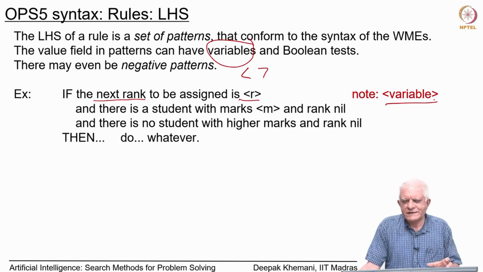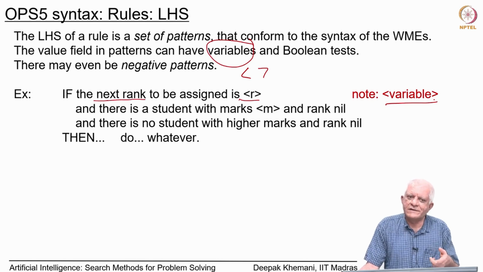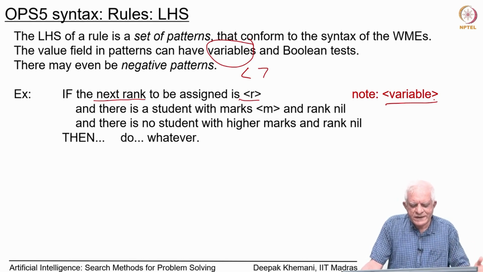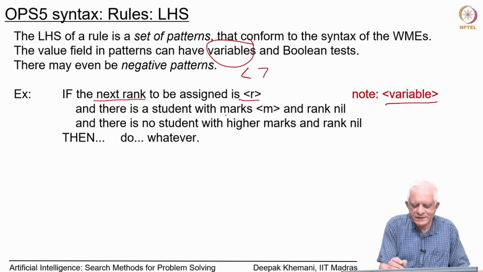So, you can imagine that in your working memory there would be one record which will tell you what is the next rank, and this is essentially saying that look at that record and let that rank be called R essentially. So, we are just calling it by a variable name. It is only one record in your working memory, and then you are saying, there is a student, we do not care who the student is. The pattern only says that the student should have some marks M.